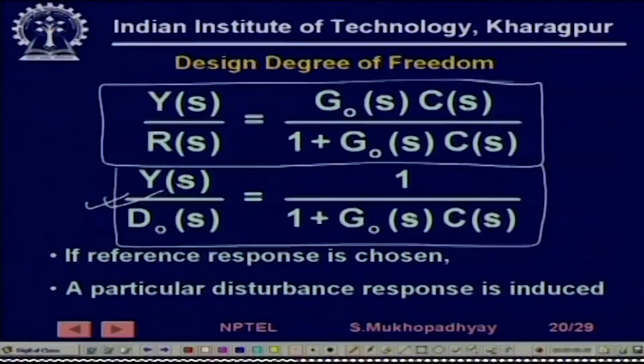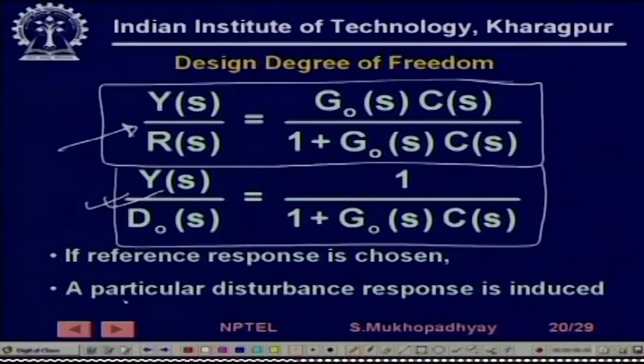Suppose you choose Cs to design your disturbance response, then your set point response is fixed. You can't change it. So you have only 1 degree of freedom. You can only set the response of one variable. Or vice versa, if you choose Cs to get a particular reference response, then your disturbance response is decided.